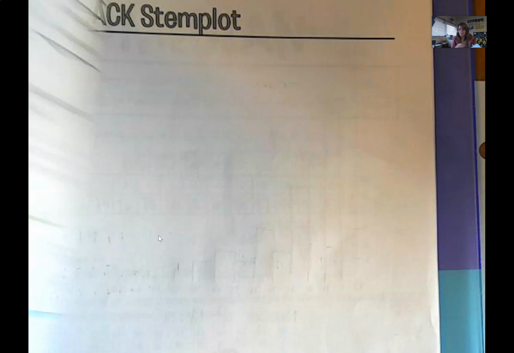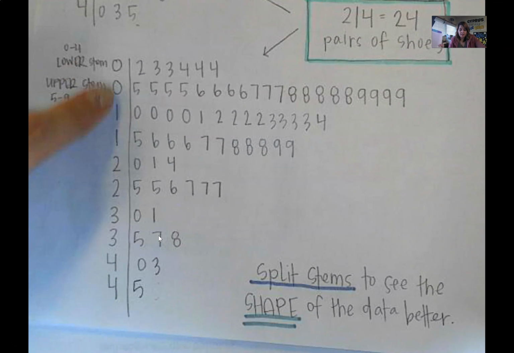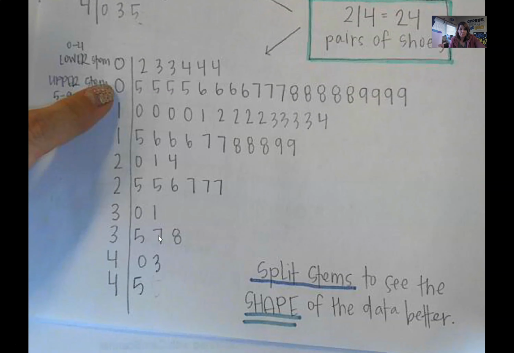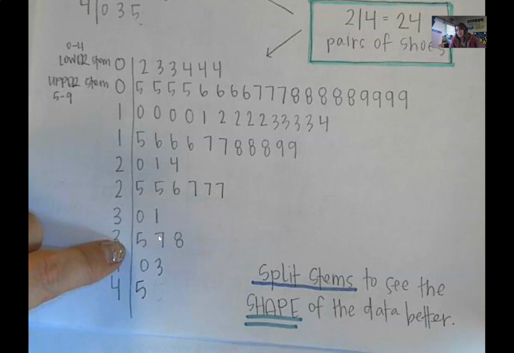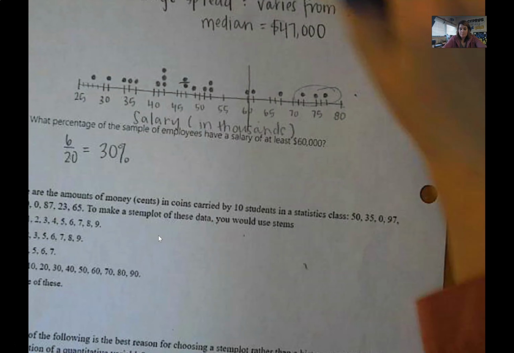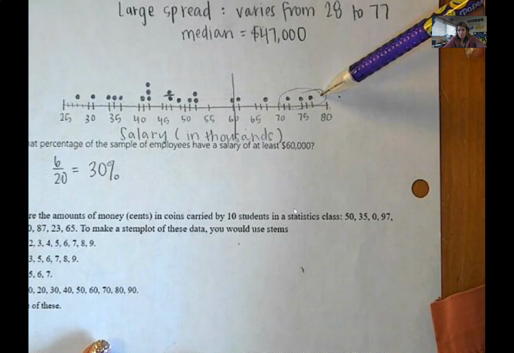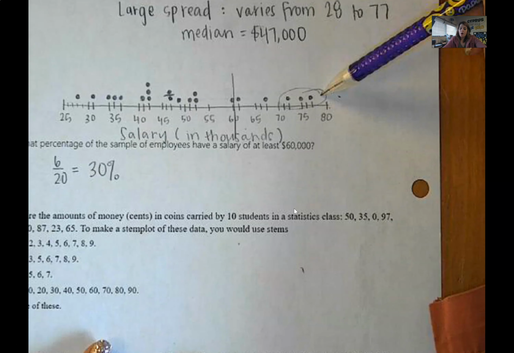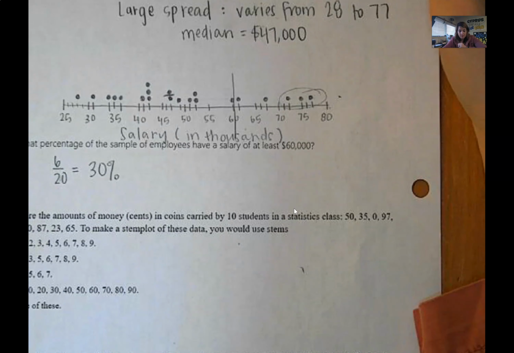So we're talking about this process right here, where you take the stems and you write a lower stem and an upper stem. So on your quiz tomorrow, you are going to split the stems and make a split stem plot. And just in case I was covering up all of the things I was telling you, these are the points that I think are unusual. So tomorrow on the quiz, you're going to make a split stem plot.